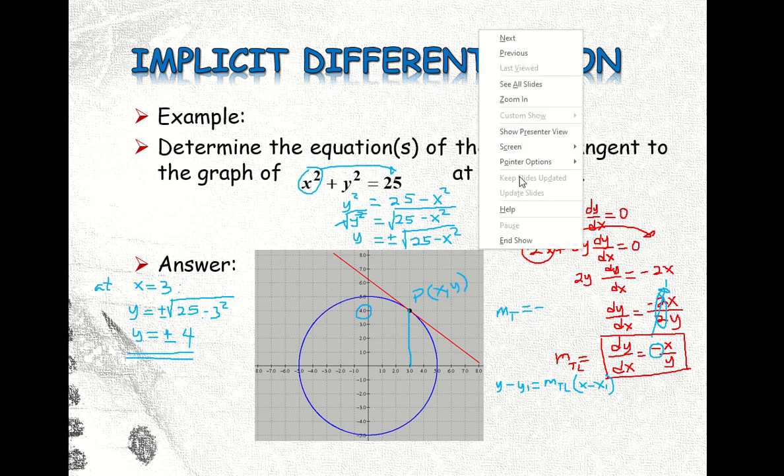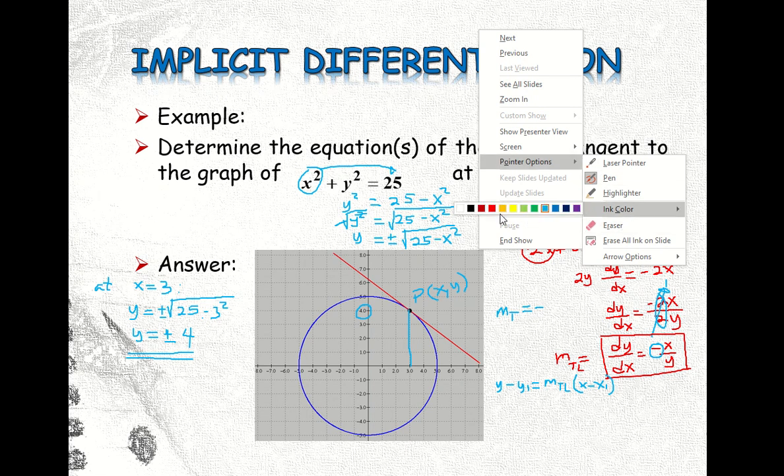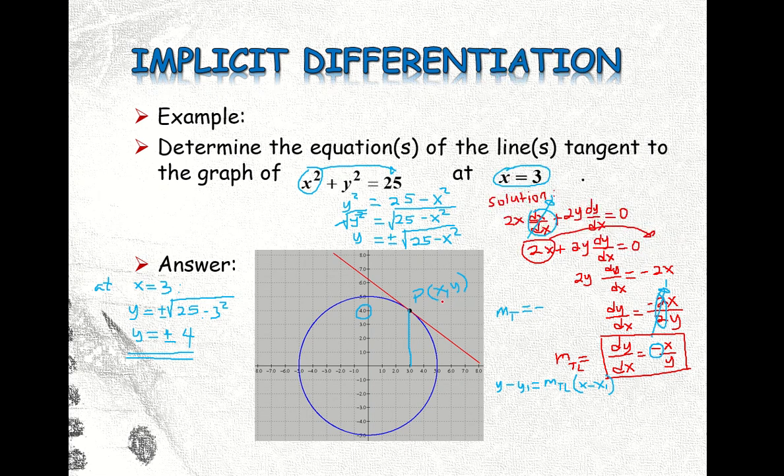Okay, let me change the color. So our x here is equal to 3. And then our y is equal to this one here, which is 4. So substituting, we have minus x over y, so this is minus 3/4.